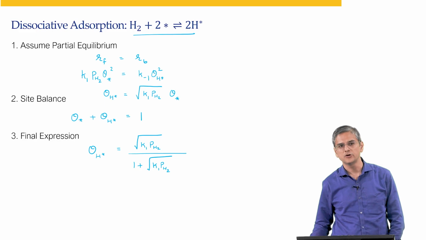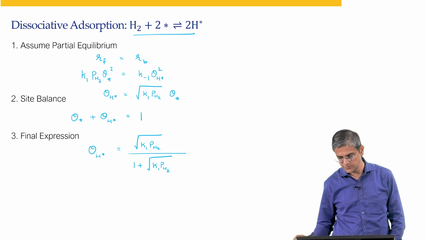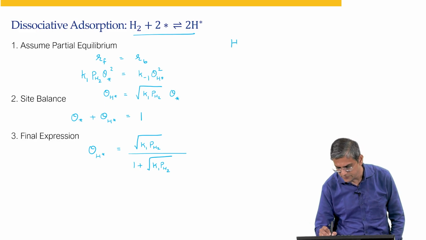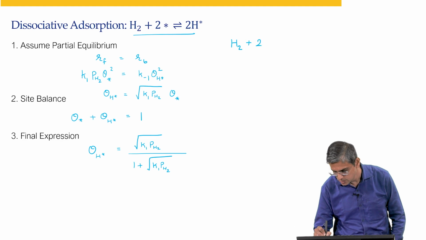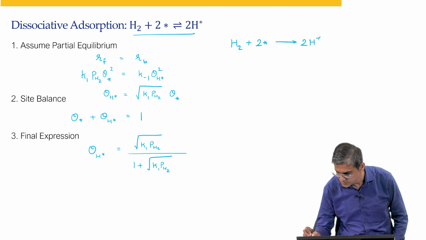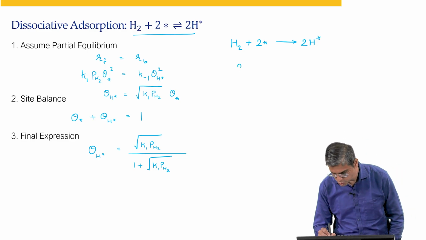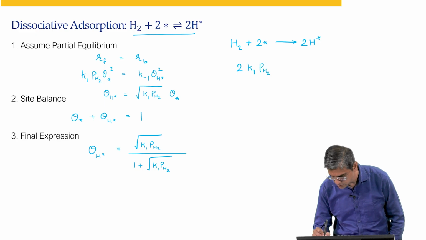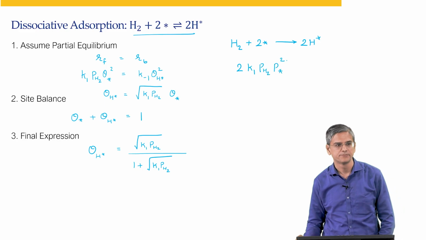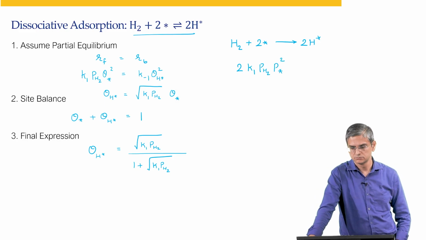Okay. One point of confusion for several students is, let us say we were to just take an irreversible reaction. Should it not be 2k1 pH2 p star squared? Should it be this, or should it be k1 pH2 p star squared?